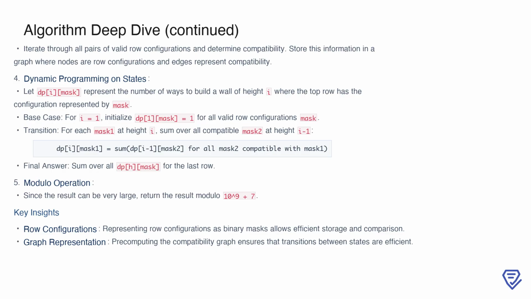When building the wall row by row, the value of dp[i][mask1] is computed by summing over all dp[i-1][mask2] for configurations mask2 that are compatible with mask1. This ensures that no vertical seams align between adjacent rows. Finally, the result is obtained by summing all dp[h][mask] values for the last row. Since the number of ways can grow very large, we use modulo arithmetic with a modulus of 10^9 plus 7 to keep the computations manageable and prevent integer overflow.